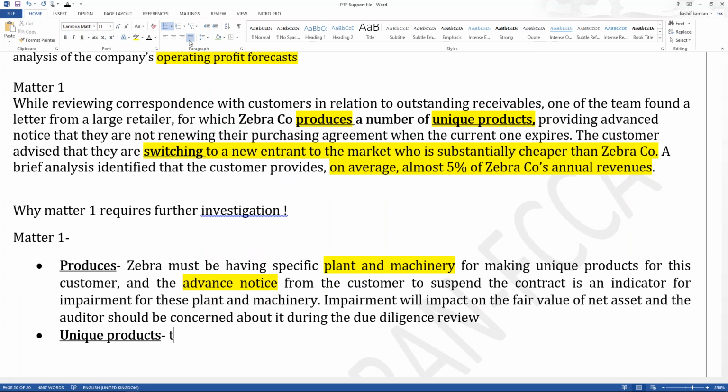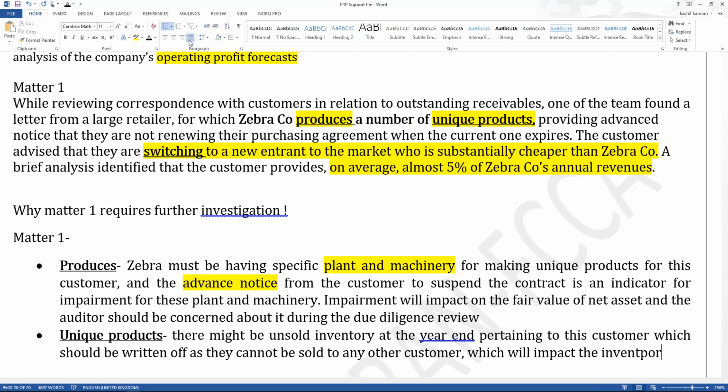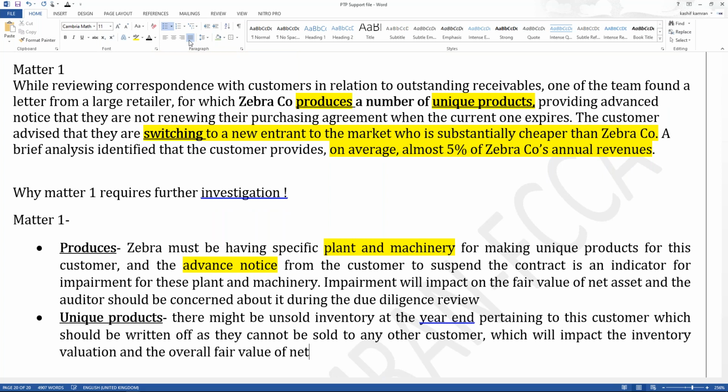There might be unsold inventory at the year end pertaining to this customer, which should be written off as it cannot be sold to any other customer because it was specific to this customer, which will impact the inventory valuation and the overall fair value of net assets.